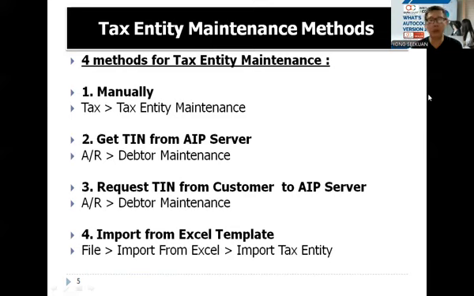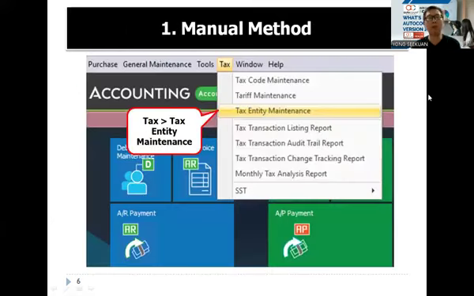to update the TIN entity in your AutoCount, in number 4. So let's go through how to use this TIN entity maintenance by these 4 methods. The first method is manual, very easy. Just update your TIN entity in our AutoCount. Then when you go to data maintenance, you can select this TIN entity, then you go to the TIN entity maintenance.